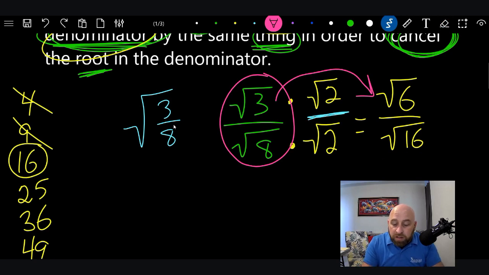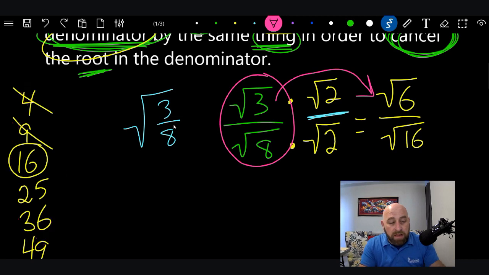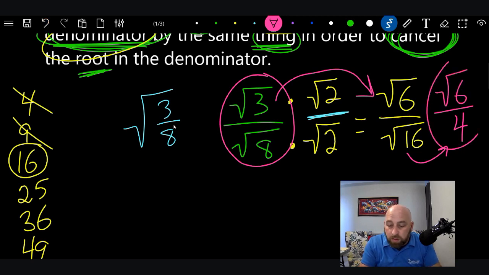What was special about this fraction? The denominator was special. Why is it special? Because now it's over here on this list over here. Okay? We want it to be on that list. Why? Because now what can we do? What is the square root of 16? The square root of 16 is 4. And this one can't solve, so it just stays square root of 6 over 4.